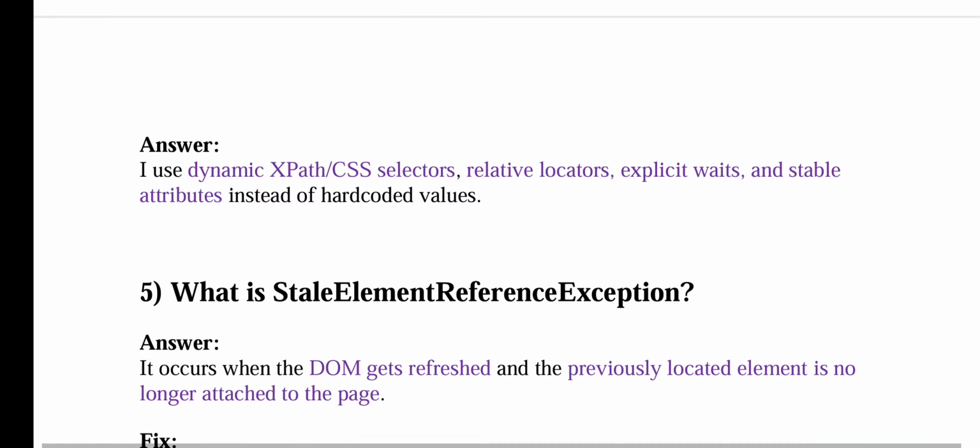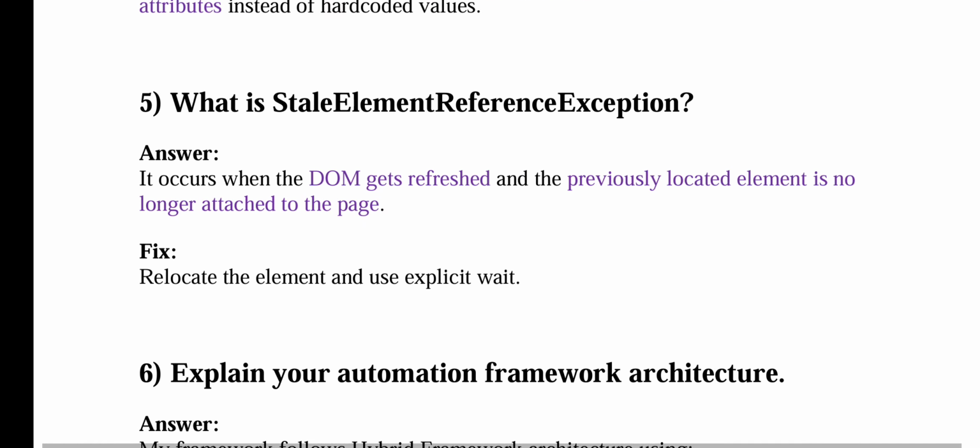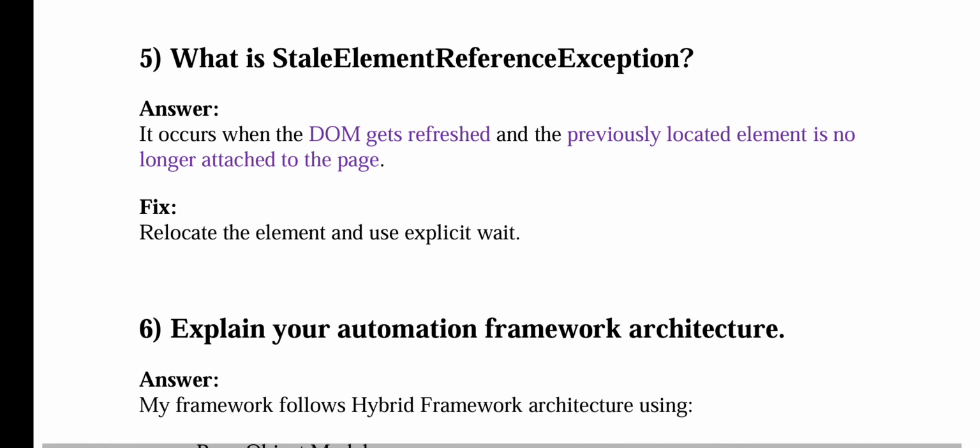Okay, and the next question goes like, what is stale element reference exception? It occurs when the Document Object Model gets refreshed and the previously located element is no longer attached to the page. Then you may face a stale element reference exception, and to fix this we relocate the element and use the explicit wait.